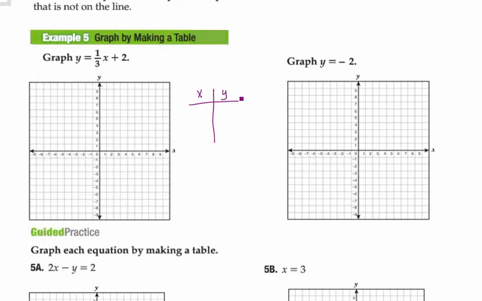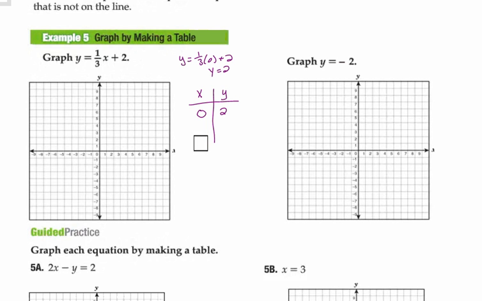Usually I like my 0, 1, and 2, but I notice that I'm dealing with a fraction. So I am going to stick with 0, but instead of 1 and 2, which doesn't multiply very nice by 1/3, I'm actually going to use 3. I'm going to think ahead because I know that 3 and 1/3 will help me out. So I'm going to plug a 0 in over there. I have y equals 1/3 times 0 plus 2. So I know that when x is 0, y equals 2.